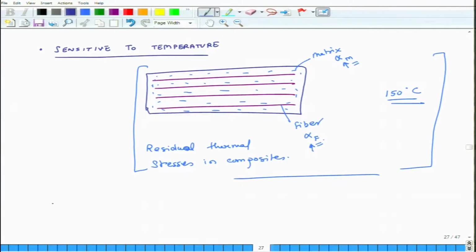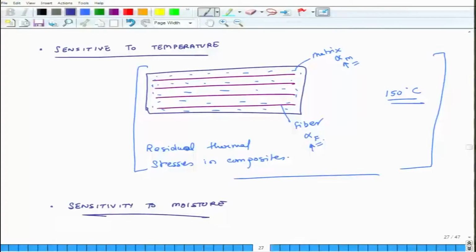The same problem happens in presence of moisture, sensitivity to moisture. Because some matrix materials and in some cases some fibers, they absorb moisture from the atmosphere, and matrix absorbs a different amount of moisture and fiber absorbs a different amount of moisture, and because of this effect of moisture they again go through volumetric changes, and because they are locked into a solid frozen matrix, they again get bent and distorted and they develop residual stresses. So, in case of temperature, those are known as residual thermal stresses. In case of moisture, they are called as residual hygroscopic stresses.